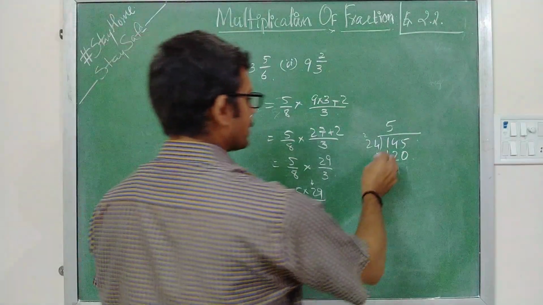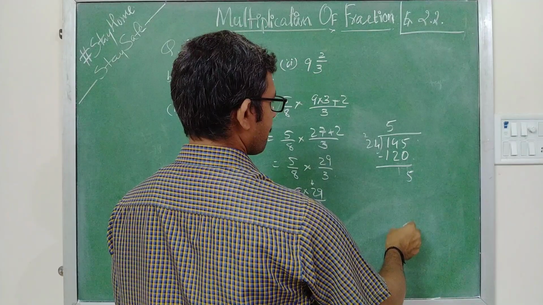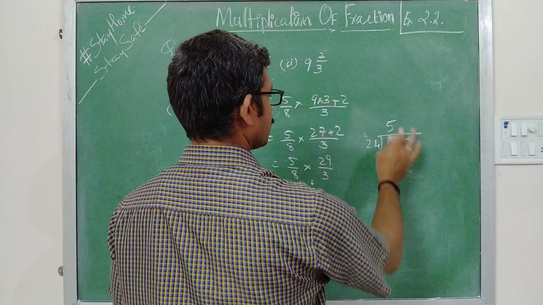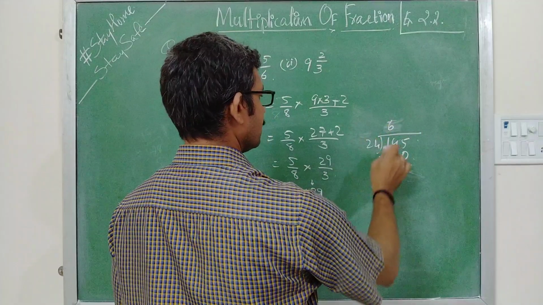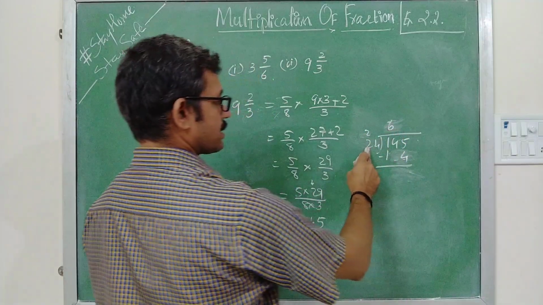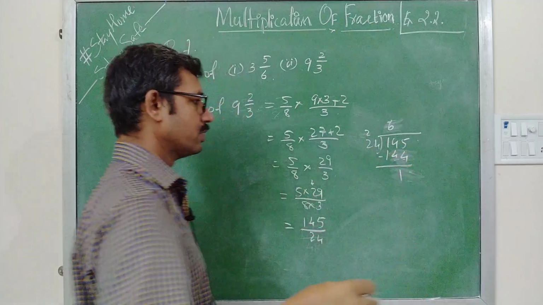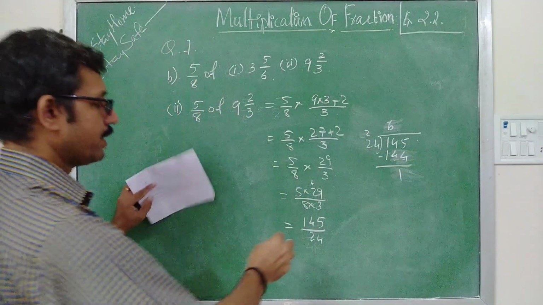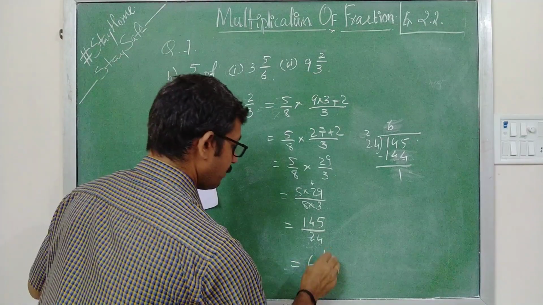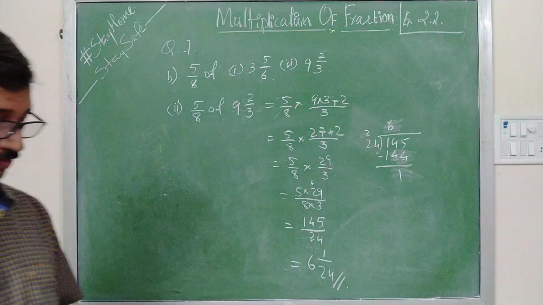Now while subtracting, what you will get? 25. Oh, sorry, so it is 6. It is possible. 6, okay, it is of 24. 6 2s are 12 plus 2 is 145. So the remainder is 1. So how you can write here? Which is equal to 6 integer 1 upon 24. Like this you can write.